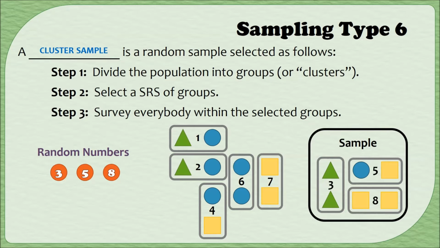And that can cause some issues. In this particular case, we had only 4 triangles and 6 circles, but in my sample, I hear from twice as many triangles as circles. So that's probably going to create an issue if triangles and circles would have a very different opinion about whatever I'm surveying them for. If they wouldn't have a very big different opinion, then it's no problem. All right, so let's see how the paint company might conduct a cluster sample.